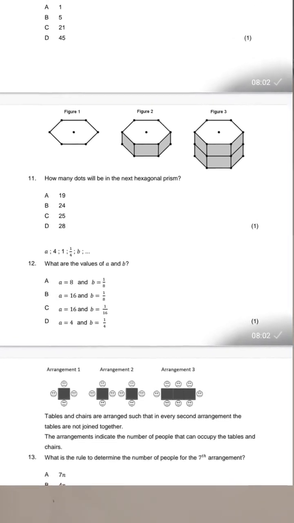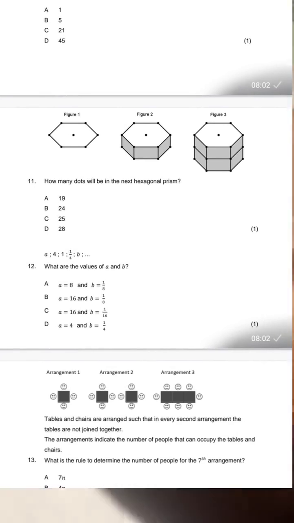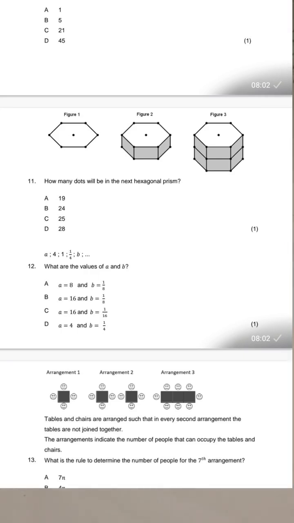All right. So let us look at the values that we have there. It's a pattern: A, 4, 1, 1 over 4, and B.